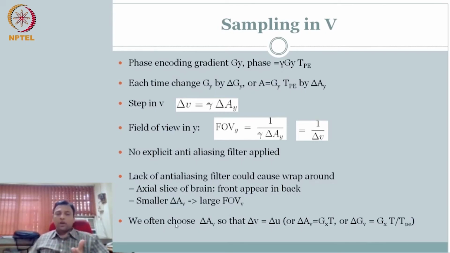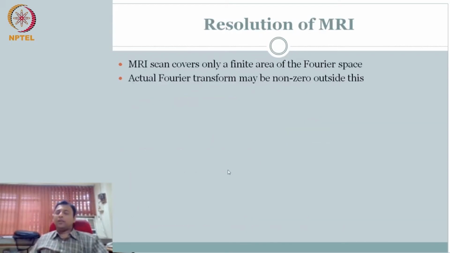Most often what we do is take similar resolution, similar step size, both in delta V and delta U, just to keep life simple, unless it is a specific problem. Most often we choose delta V equal to delta U. Clear? So now the question is, how do we relate this to the resolution of MRI?